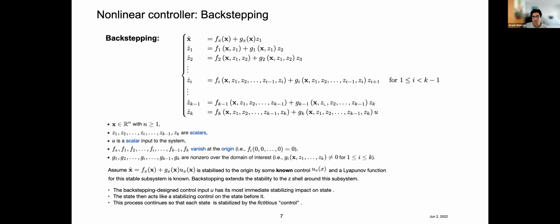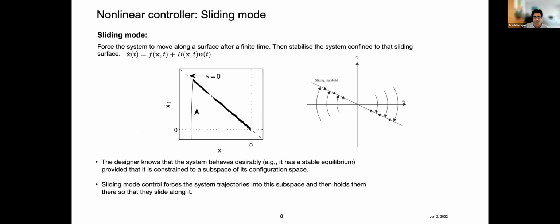So this means that z1 acts as the controller for x, z2 acts as the controller for z1, z3 acts as the controller for z2, and so on, until u, which is our actual control signal, acts as the controller for zk. So u, our external control, has its immediate effect on zk, and zk has its effect on the previous state, and this goes all the way to the states of the system. This also requires the system to have this particular shape, but this is one method in nonlinear control systems. The other method is called sliding mode.